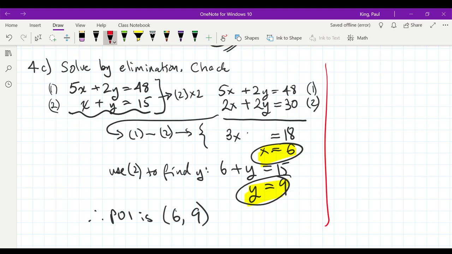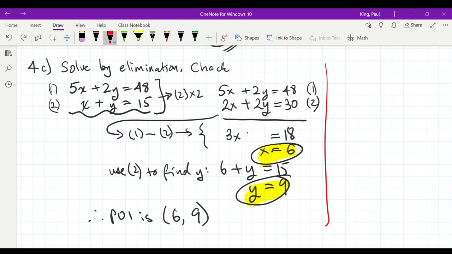We're solving by elimination, so to eliminate y, notice that I have to make this y equal to 2y, really the lowest common multiple. It's easy to find the lowest common multiple between y and 2y. It's just 2y. So we take equation 2 and multiply it by 2. So this equation is multiplied by 2, and we get this equation. So now we have matching 2y's.